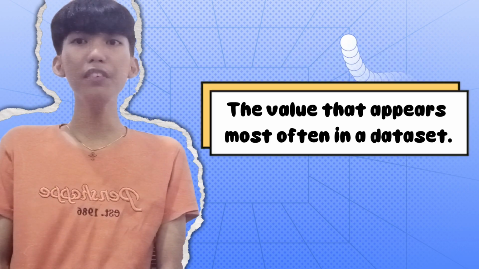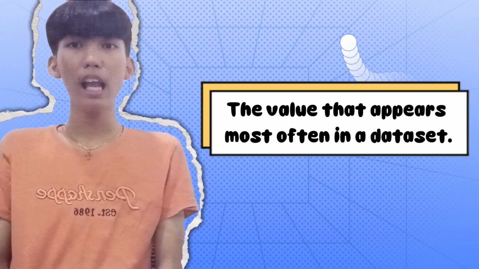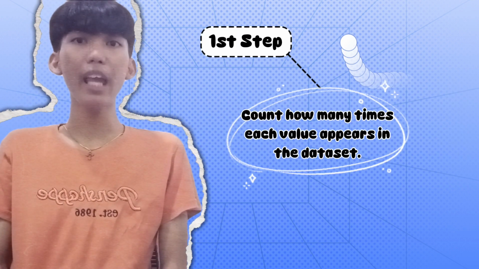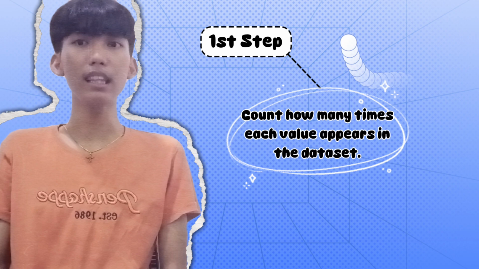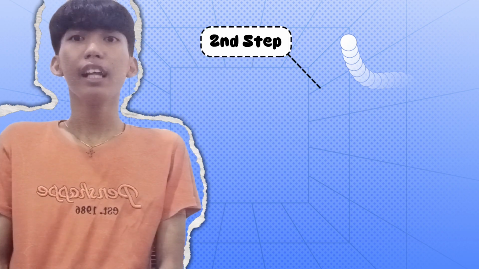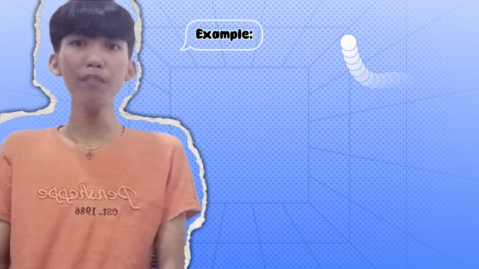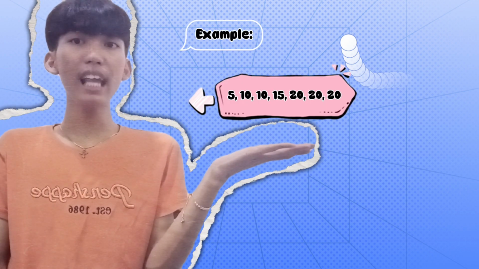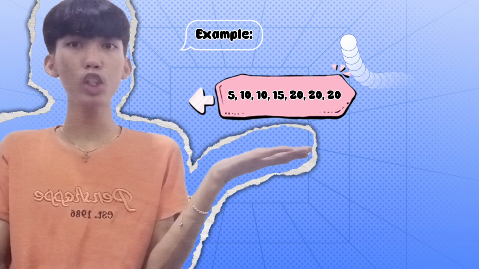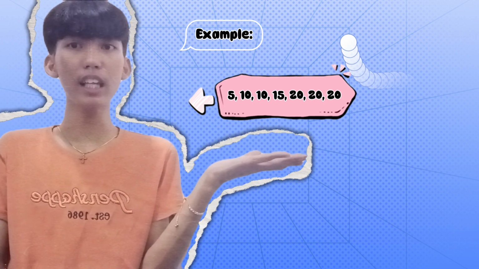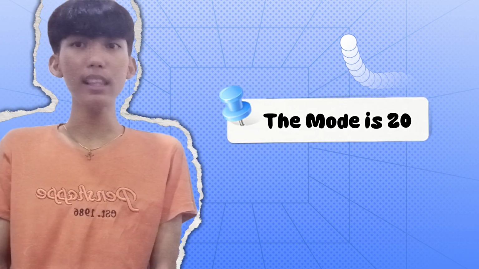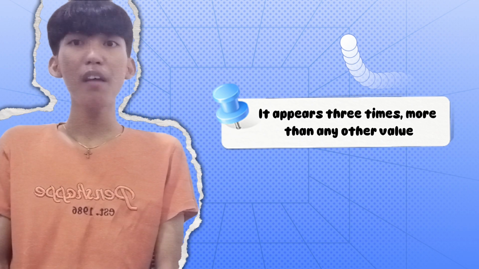Mode. What it is. The value that occurs most often in a dataset. How to calculate. First step, count how many times each value occurs in the dataset. Second step, the value that occurs most often is the mode. The example dataset: 5, 10, 10, 15, 20, 20, 20. The mode is 20. It occurs 3 times, more than any other value.